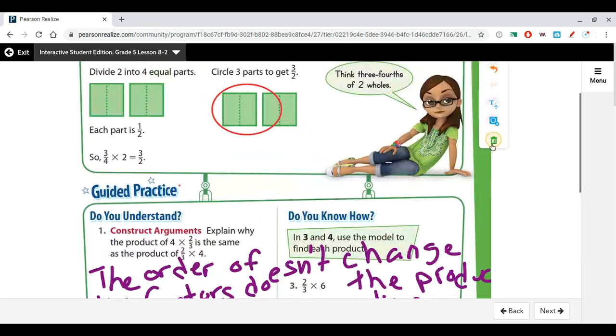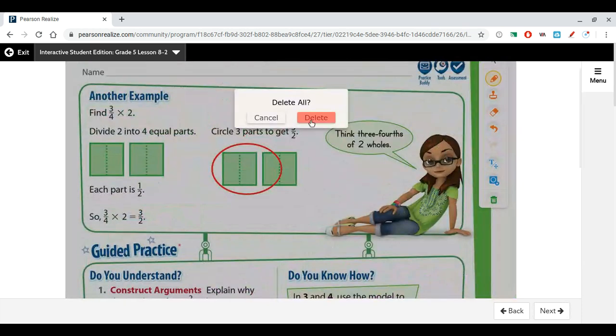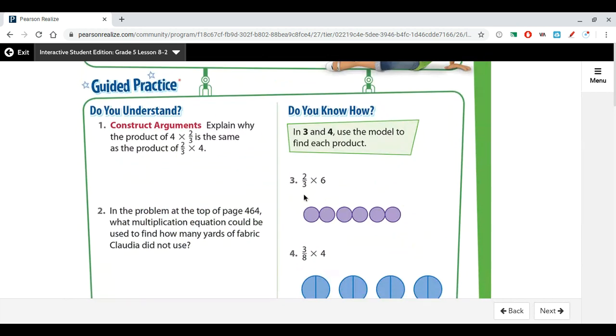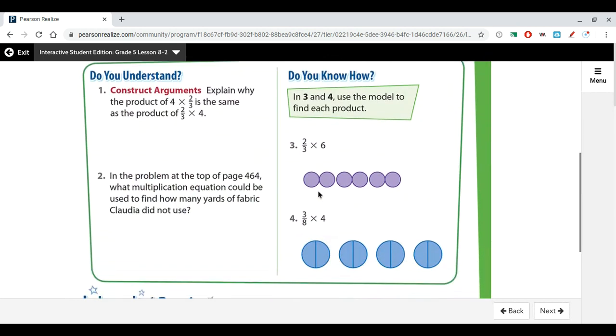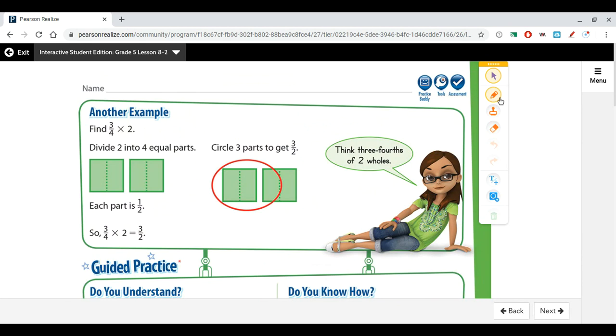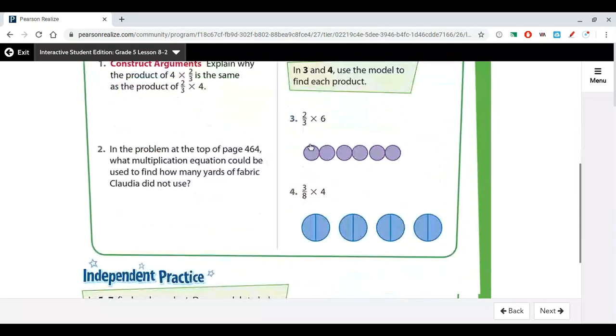All right, so let's go ahead and see on this one. Use the model to find each product. So we have 2/3 times 6. What I'm going to do is very simply take my 6. Notice I'm doing a trend here. I'm going to do 6 divided by 3. So I take my whole number and I'm dividing it by my denominator. And when I do that, I get 2.